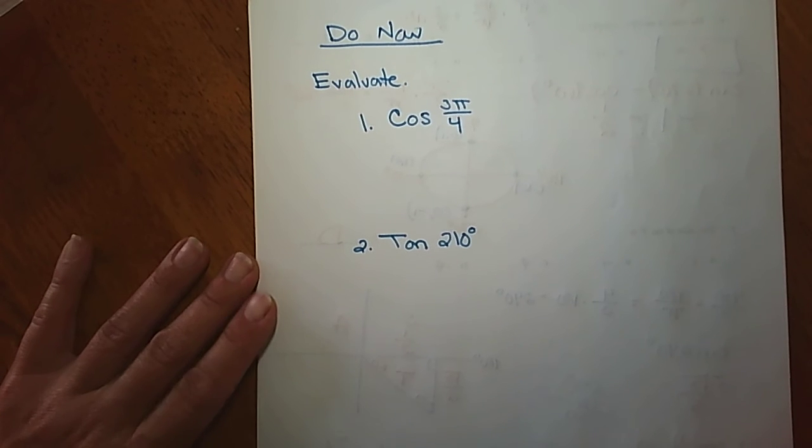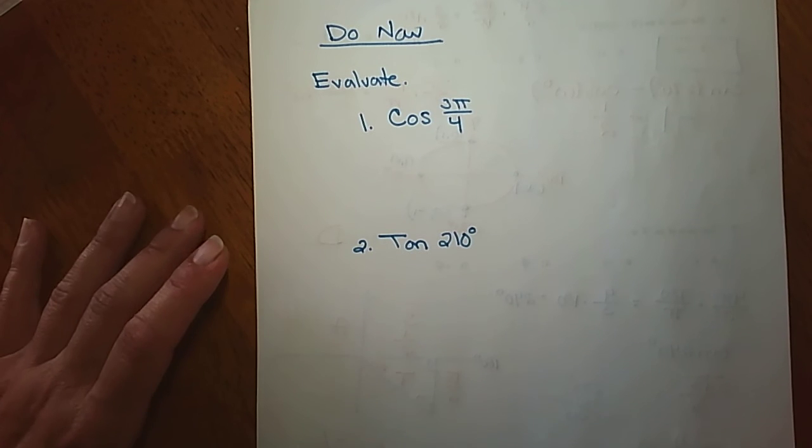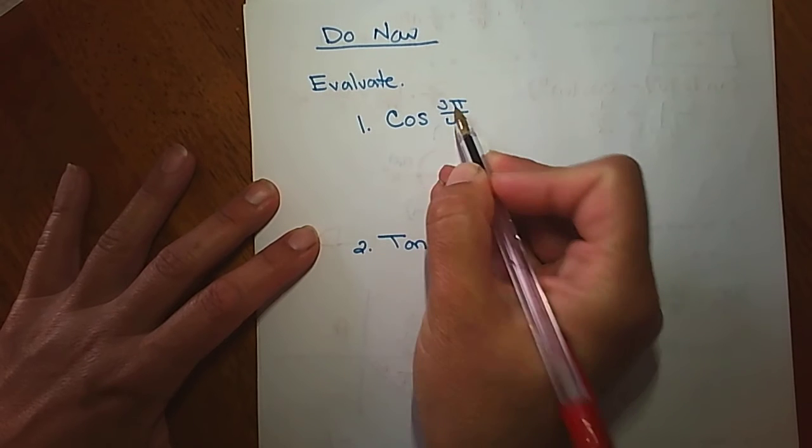Our very last quiz will be next Monday, and that'll be our last grade for the quarter. Questions like this will be on there. So let's take a look at the first one, cosine of 3 pi over 4.